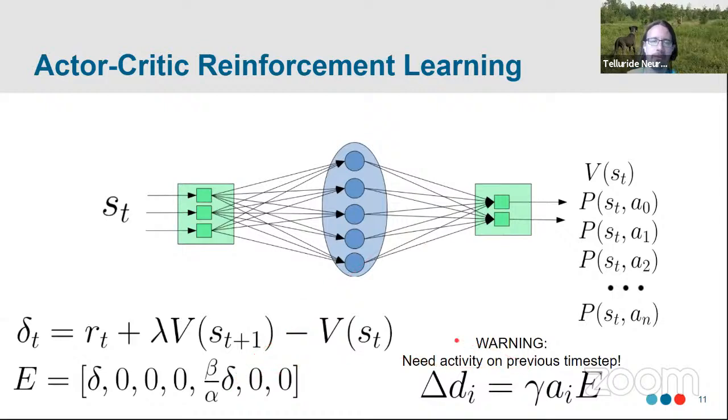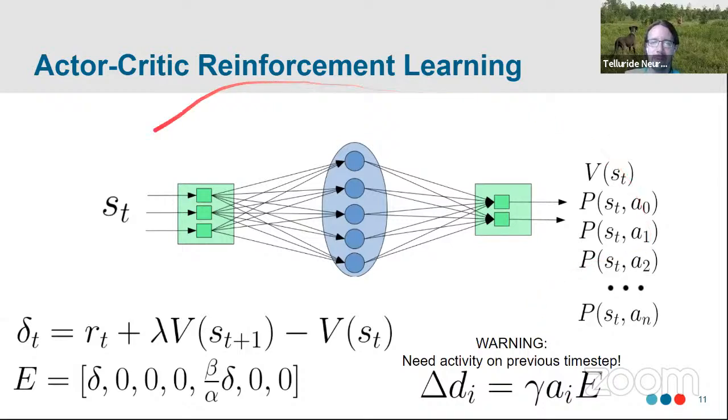And we just do delta rule. So again, this is an example of, as long as you have delta rule, you can do a lot of different things. This is also one place where that interesting caveat comes up. When you actually implement this rule, this activity needs to be the activity on the previous time step. So you want to make sure that your hardware implementation can do that.